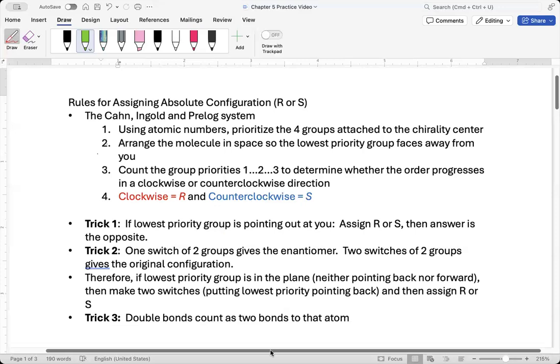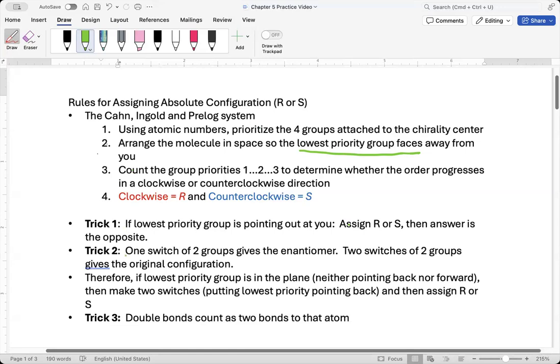We had a couple tricks that we talked about. The first is that if the lowest priority group is pointing out at you, then we would assign R or S and take the opposite answer. Because remember that according to our rules, the lowest priority group should be pointing back away from us, or on that dashed line. So if the lowest priority group is pointing out at us, for instance, on the wedged line, then we're going to assign R or S like normal, but take the opposite answer from what we get.